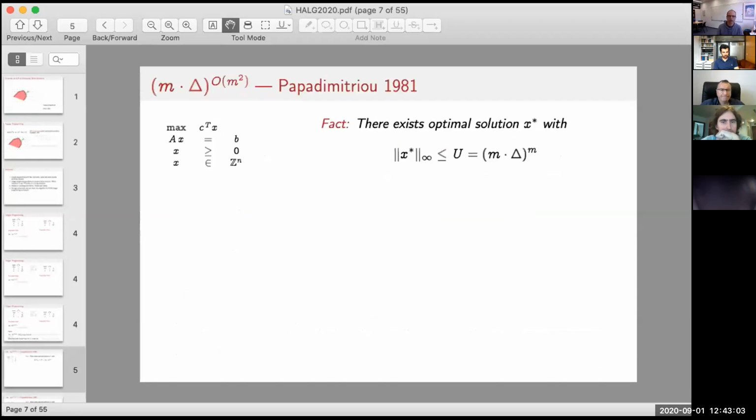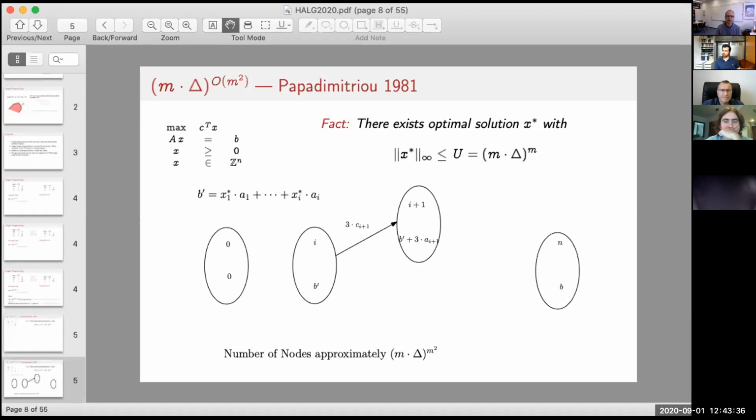Okay. Let me first explain to you how Papadimitriou was solving this problem, and let me remind you that we don't have upper bounds. So what you can show with the Hadamard bound from linear algebra is that if there exists an optimal solution x star to such an integer program, then there exists one with infinity norm essentially bounded by m times delta to the m. So I want to remind you that delta is the largest absolute value of an entry of A.